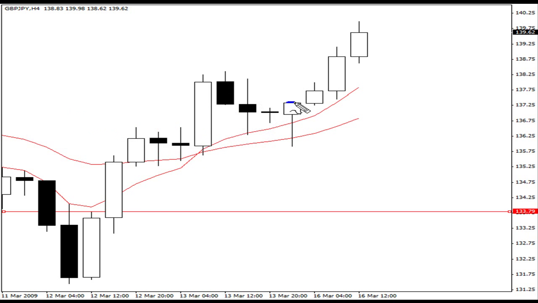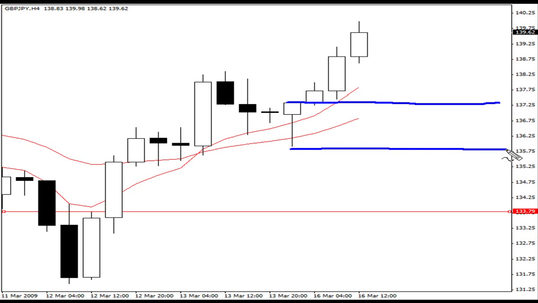Now I've entered on the close of this bar. I actually entered at 136.99. It was just before the close of that bar, and we would place the stop according to the trading course notes below the low, and I'm looking for a minimum of 2 to 1, and ideally looking for 3 or 4 to 1.